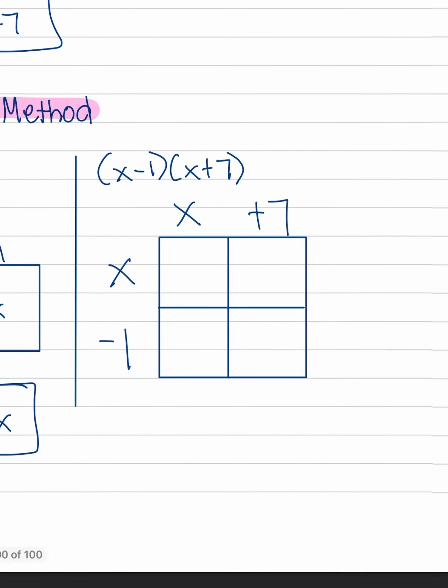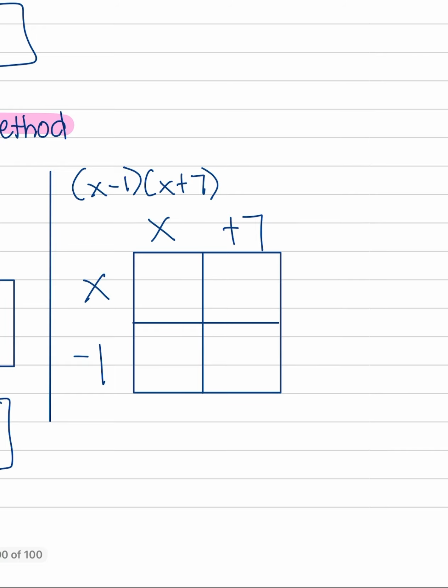And then on the next one, same deal, except this time I have a binomial first. So x minus 1, I have x and -1, and then x plus 7. Here in each of these boxes, I'm going to multiply the sides of the box to make the product. x times x gives me x squared. x times 7 gives me 7x. -1 times x gives me -x. And -1 times 7 gives me -7.